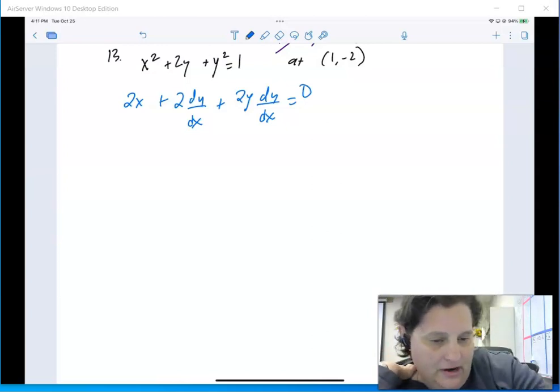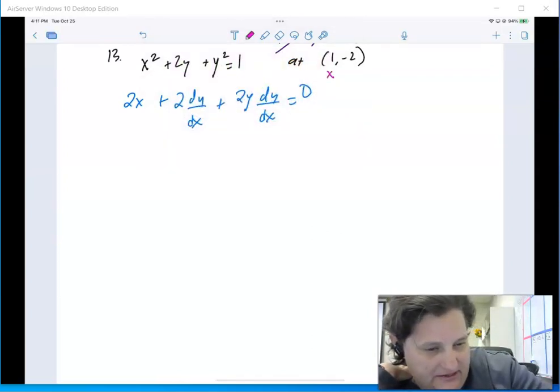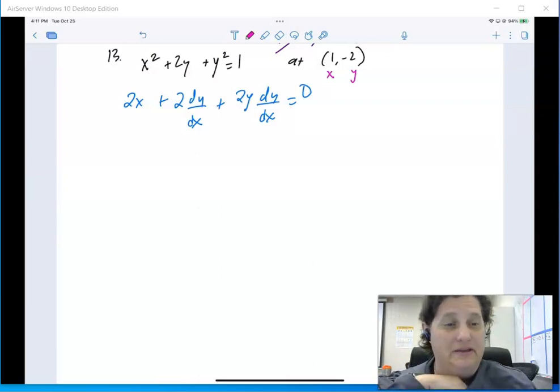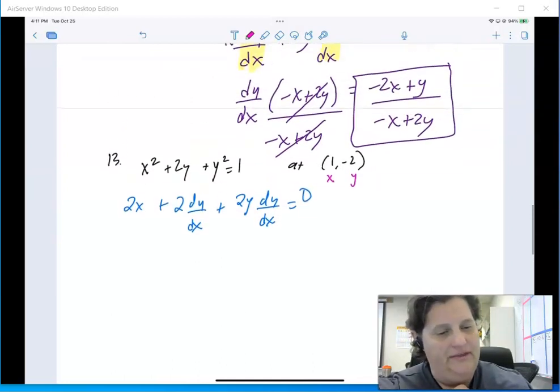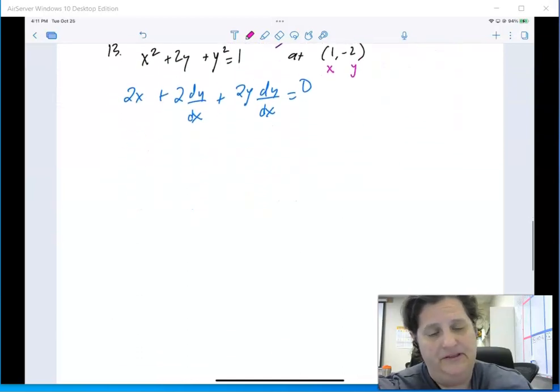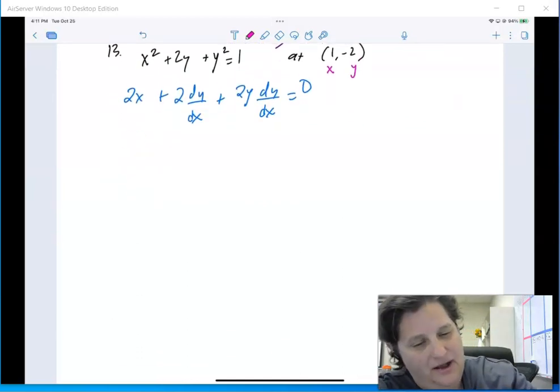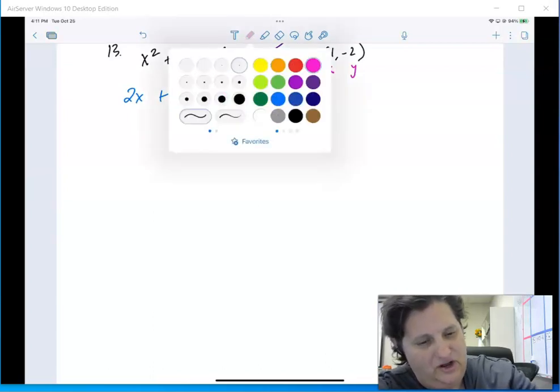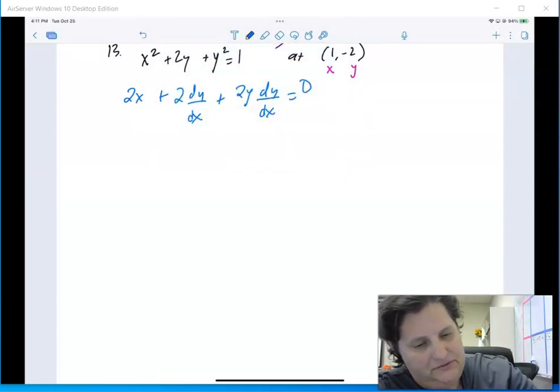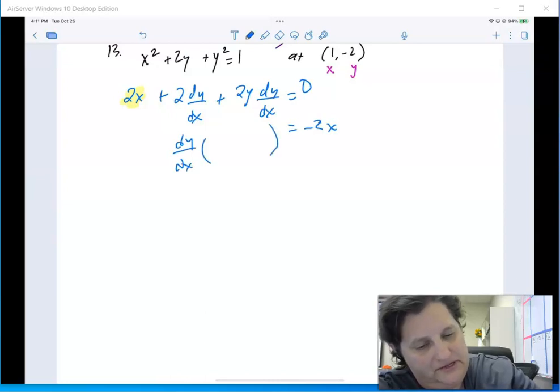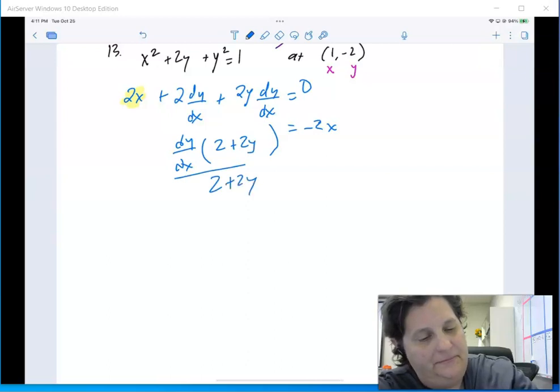Now, I'm given these points. This is an x and a y. You can plug them in right now, or you can solve for dy dx like we did on the last one and then plug them in. It's completely up to you which way you want to do it. I think I'll solve for dy dx and then plug them in. So I would subtract the 2x to the other side, factor out a dy dx, and then divide this over.